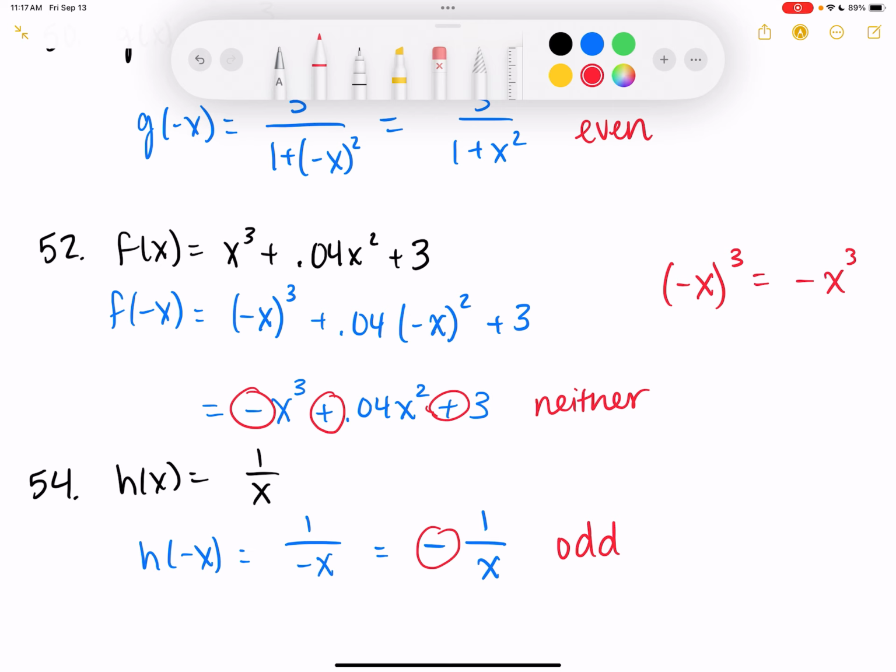That's about as hard as they get in here. In calculus, they get a lot harder with determining if they're even, odd, or neither. All right, the next thing that we have to do is we are finding horizontal and vertical asymptotes of a function.